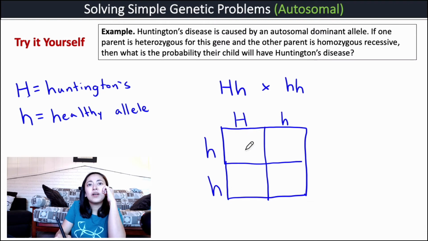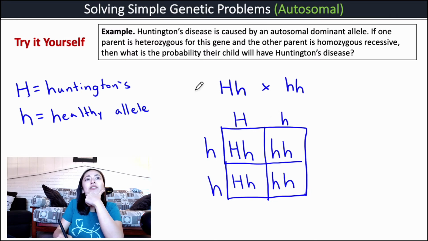So let's see what are the fertilization events that can happen here. So this big H and this little h combine. This little h and that little h combine. This big H and that little h. And that little h and that little h.